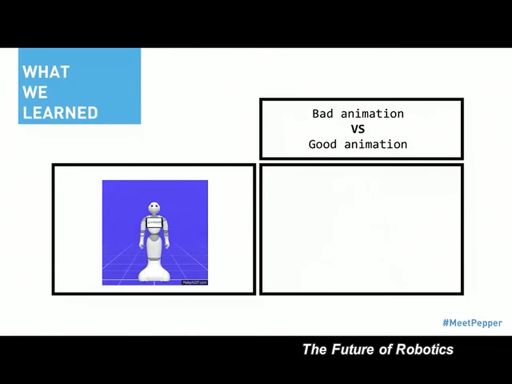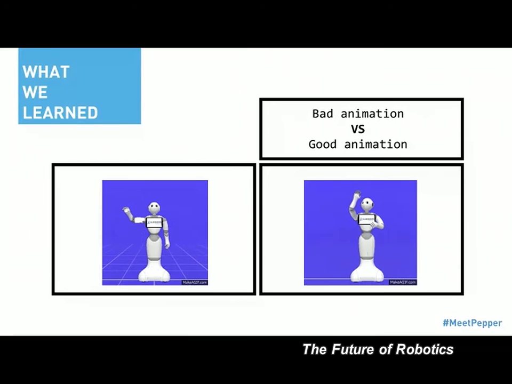This is an animation I made so as to have the robot waving at someone. And this is an animation that has been made by a professional 3D animator. So you can see that he's using the whole body and that clearly it makes a difference in terms of how people tend to perceive this.